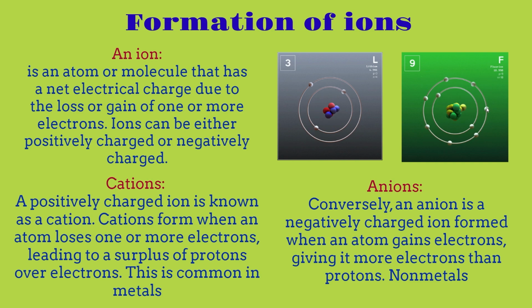And cations are basically positive ions and anions are negative ions. In this case, lithium would become a cation, and fluorine would become an anion.